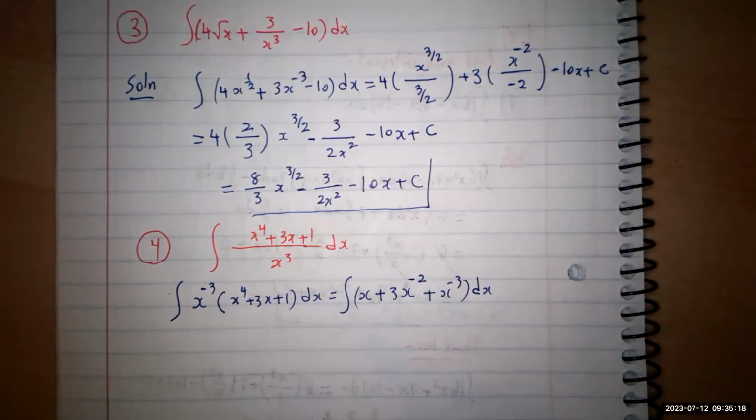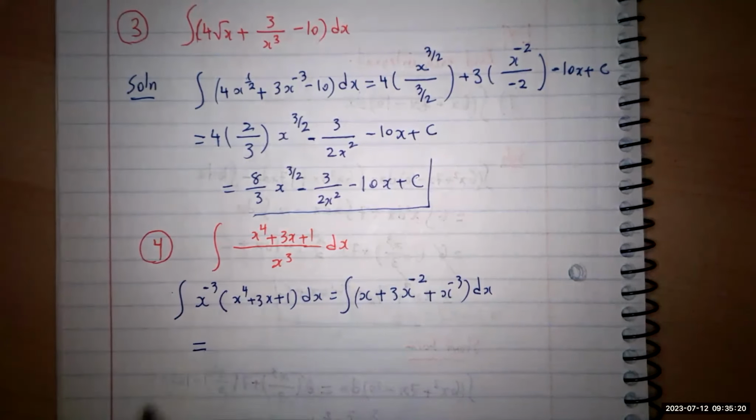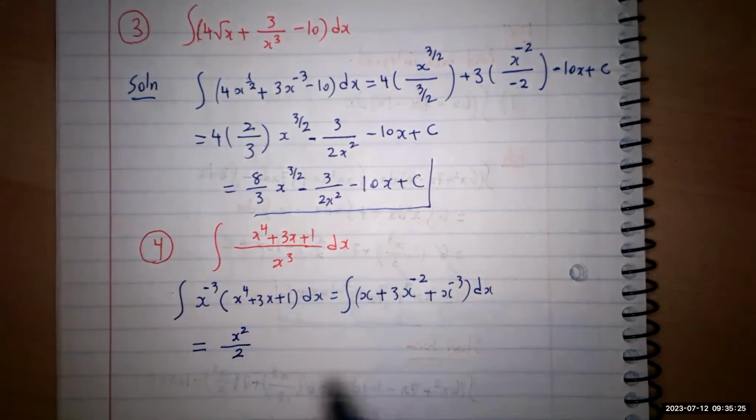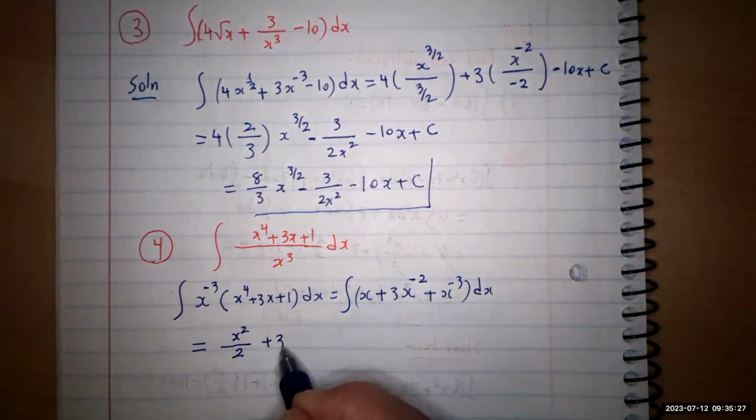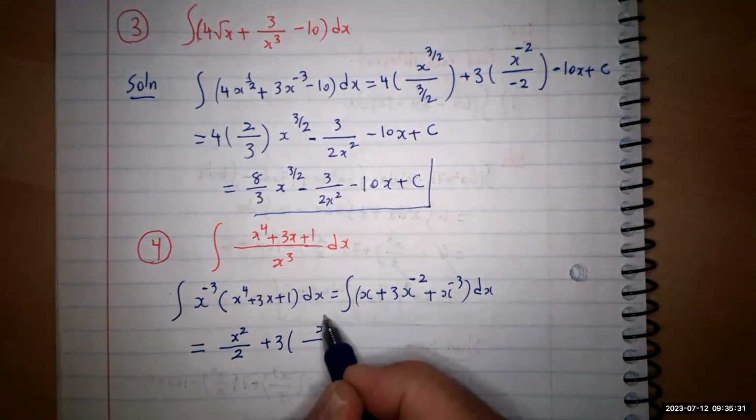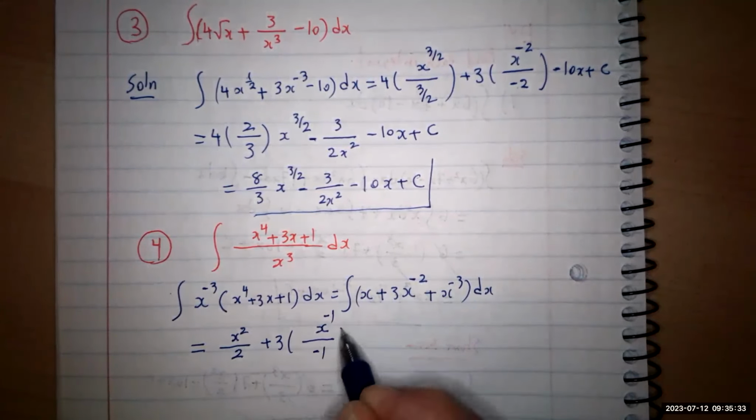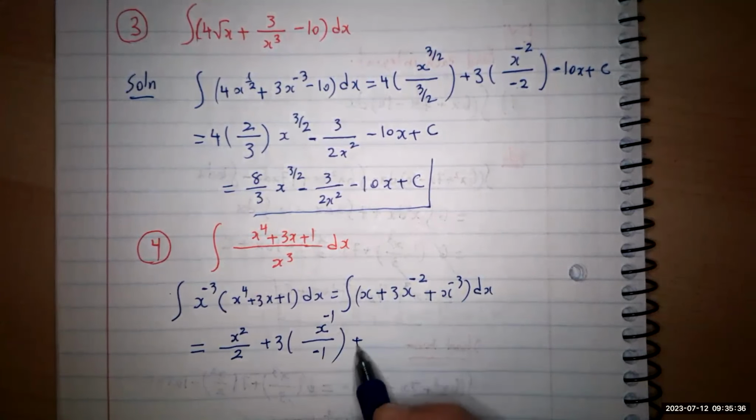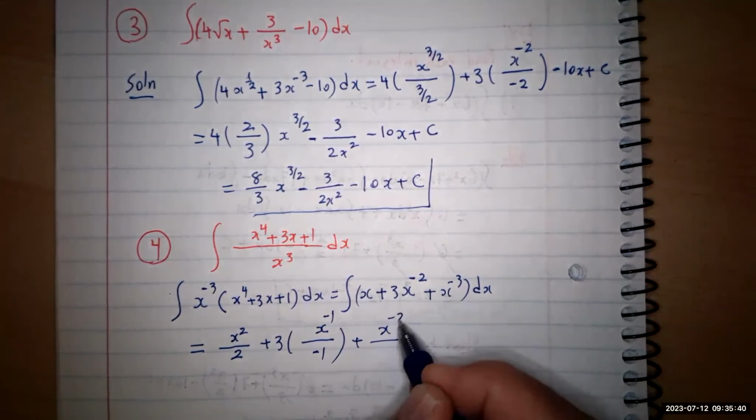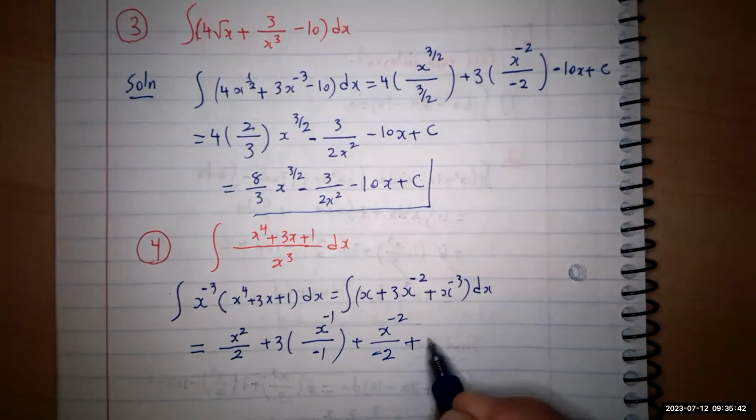Now we integrate it. That's it, the power rule. X moves up, x squared over 2. The coefficient 3, we keep it. X moves up the power, and -2 plus 1 would be -1 over the -1. And this is going to be x to the -3 plus 1 would be -2 over -2, plus the constant c, of course.